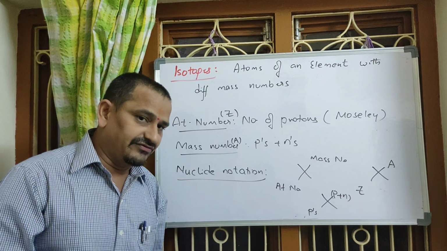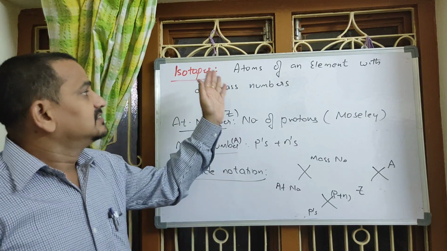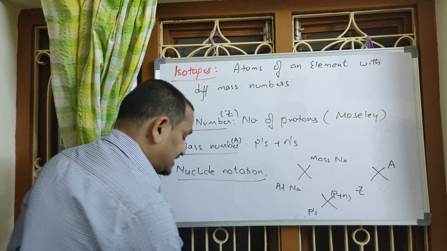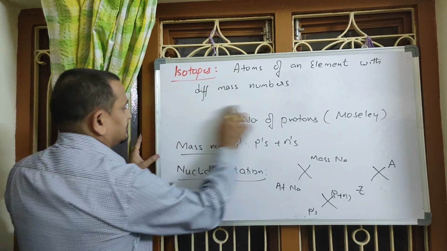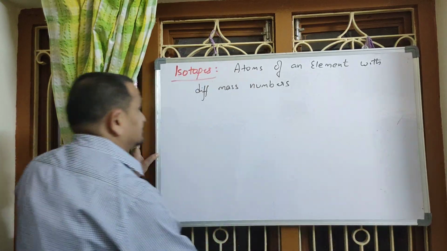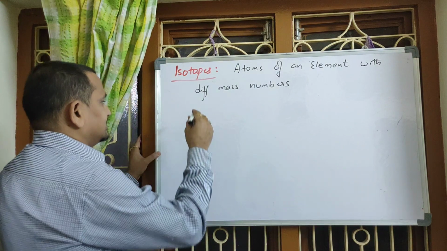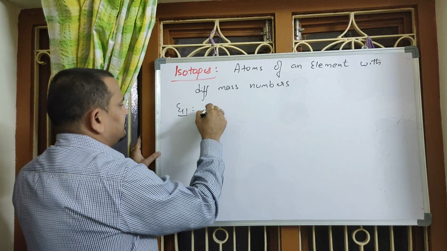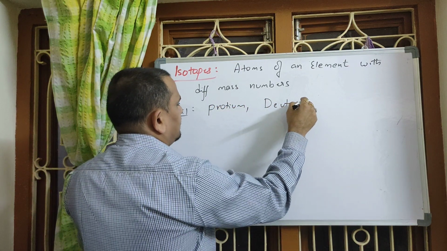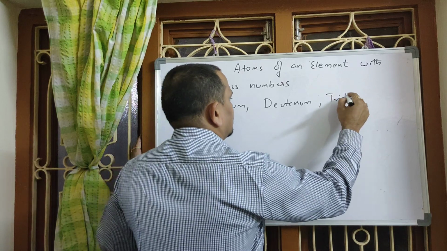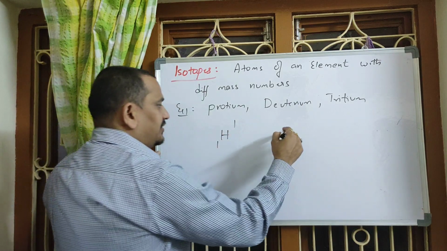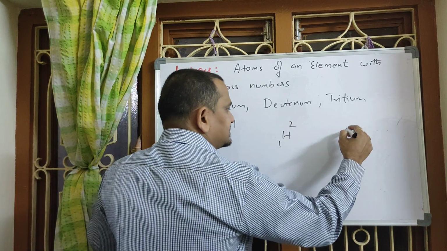Now, let's come back to the definition of isotopes. What are isotopes? They are atoms of the same element with different mass numbers. Now, let us take some examples regarding this. Example 1: protium, deuterium and tritium. Protium means hydrogen 1,1. Deuterium means hydrogen 1,2. Tritium means hydrogen 1,3.